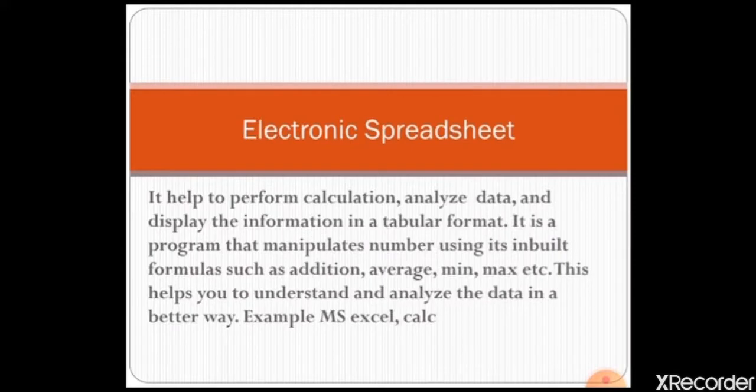Third, electronic spreadsheet. An electronic spreadsheet is basically used to do calculations. It helps in performing calculations. If we want to analyze data, and if we want our data to be presented in a tabular format, what will we use? We'll use an electronic spreadsheet, or we can say Excel. It is a program that manipulates numbers using inbuilt formulas and functions, such as addition, subtraction, average, minimum and maximum. The examples are MS Access and Calc.